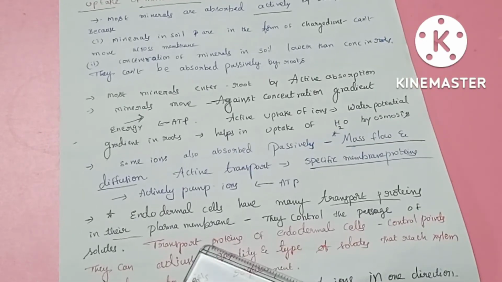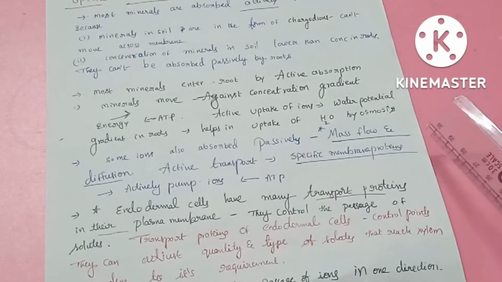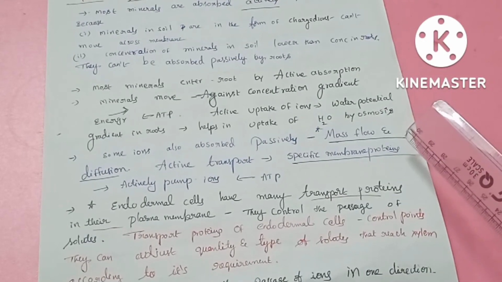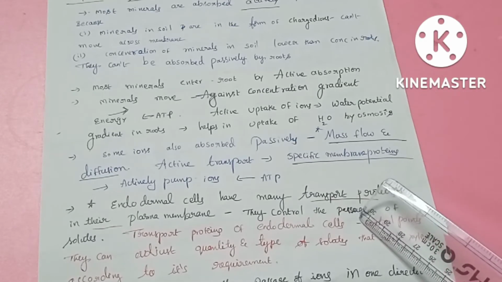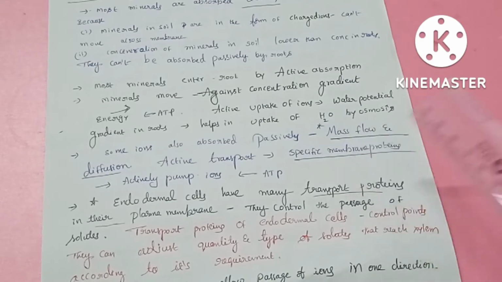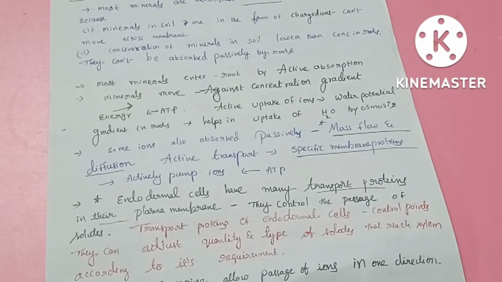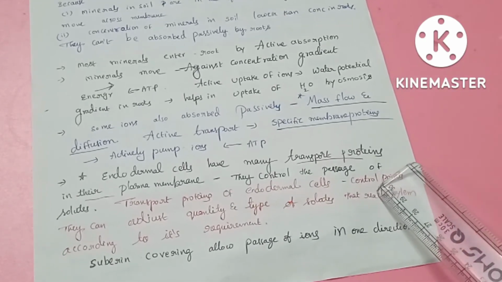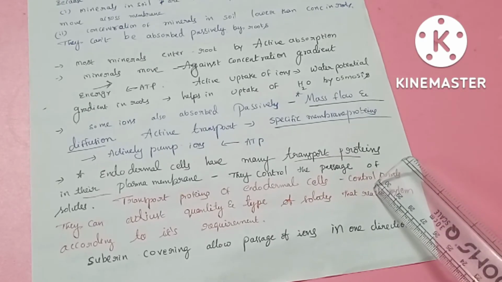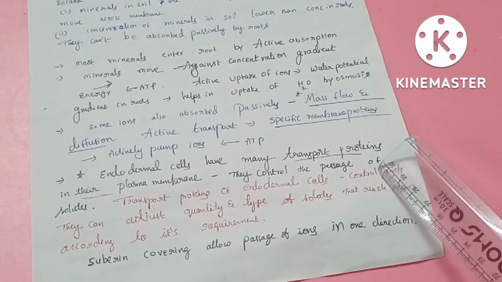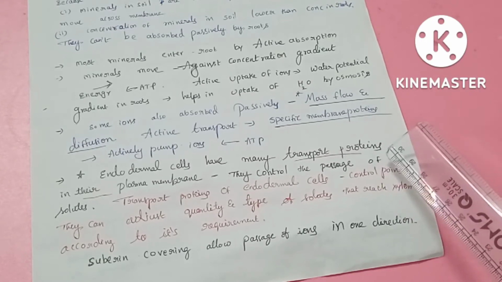In their plasma membrane, these transport proteins control the passage of the minerals or solutes, the entry of these solutes and minerals. That means these transport proteins of the endodermal cells will act as control points. They will not easily allow all the solutes into the cells, because they stop some of the solutes outside. They allow only some solutes to pass through.